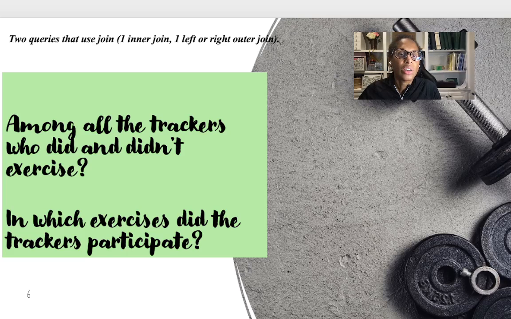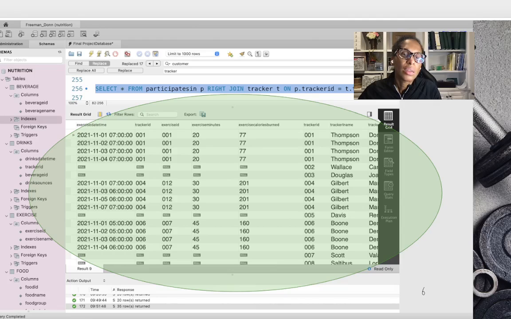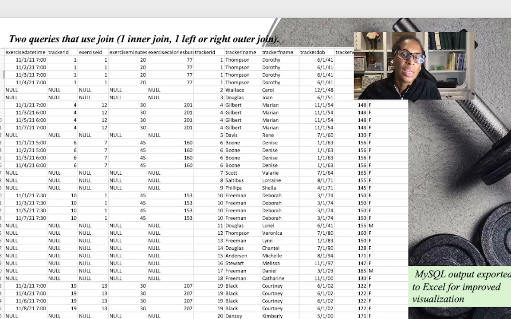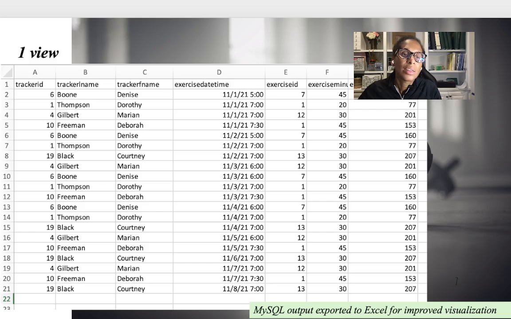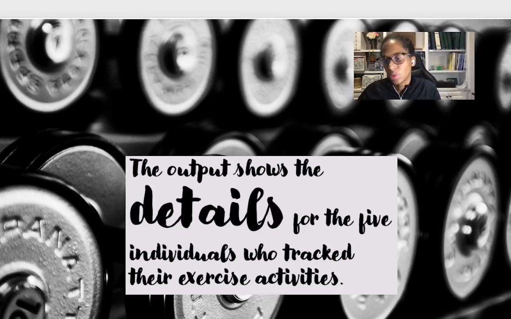Here's another question: among all the trackers who did and didn't exercise, in what exercises did they participate? Here is our output, and then we put that in Excel. You can see our null values for those who did not. We created a view, trackers who exercised, and put it in Excel. We got the details of those five people who did exercise.